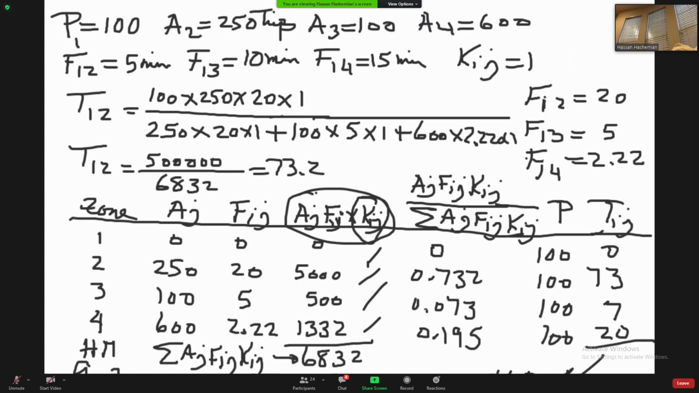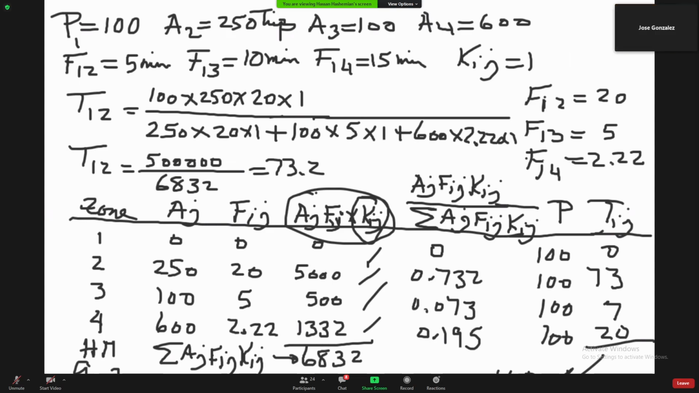Assuming the following socioeconomic characteristics adjustment factors. So K12, they gave you 0.85. K13, they give you 2. K14, they give you 1. So instead of using all of those equal to 1, use those. That's all you have to do. The rest of the numbers are the same. So just give you a little practice of how to do it.